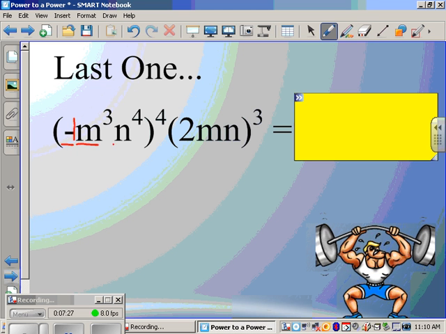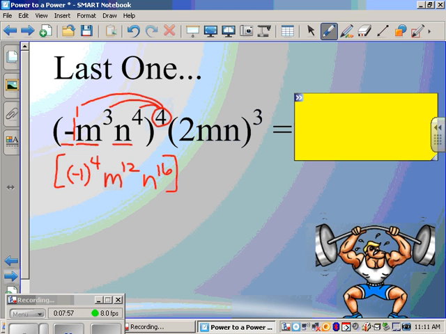So we've got 3 bases inside this first set of parentheses. The -1 needs its own exponent. So the 4 on the outside of the parentheses will be multiplied or distributed to all 3 exponents. So it will look like this. The -1, once the 1 and 4 are multiplied, will have an exponent of 4. The m will have an exponent of 12 once the 3 and 4 are multiplied. And the n, an exponent of 16. So this is our first set of parentheses.